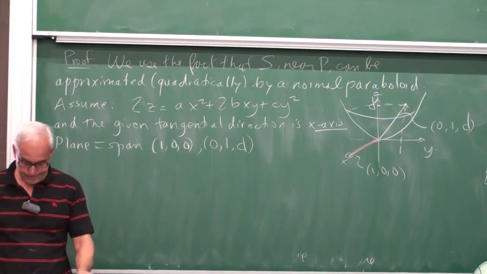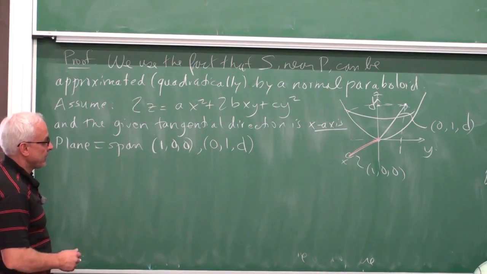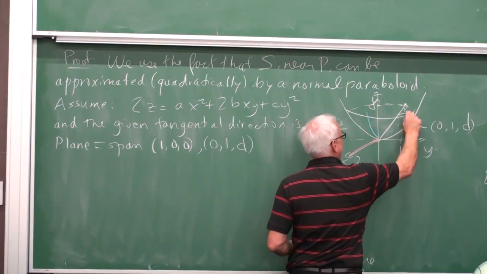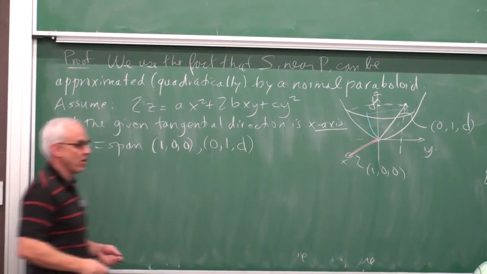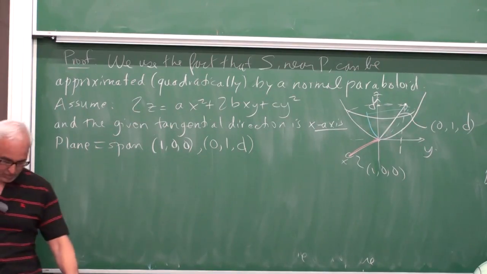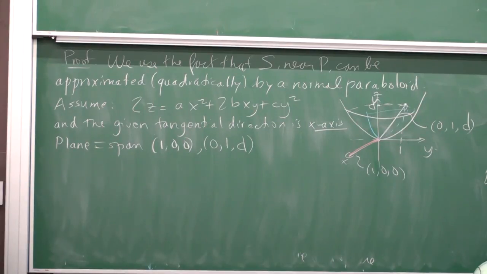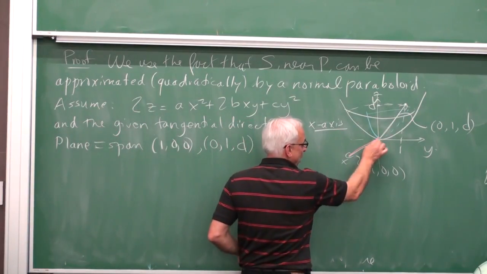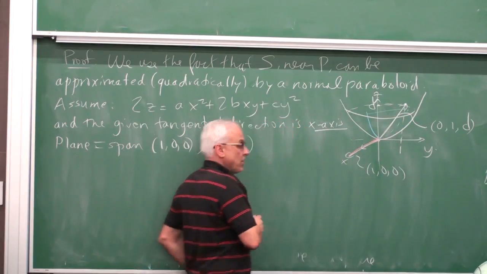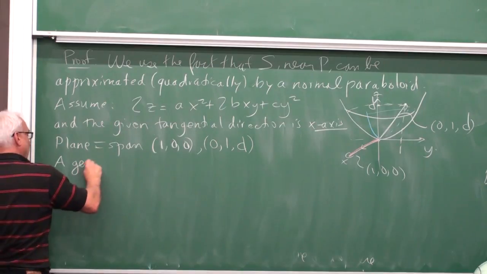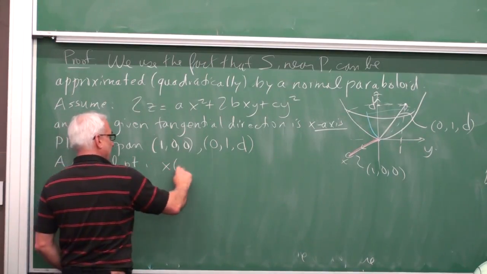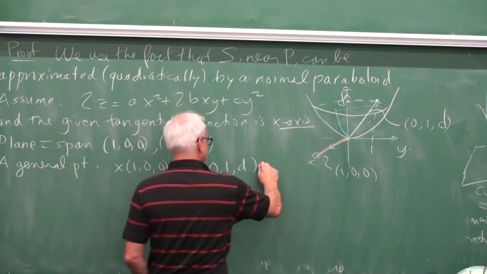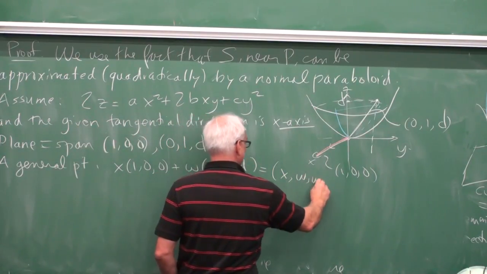That's going to intersect the paraboloid in a certain curve, the cross section. A little bit hard to visualize just on the blackboard without good graphics, but there it is. So how are we going to describe this curve? We'll think of it as having two components, one in this direction and one in this direction. A general point on this plane is of the form x times (1, 0, 0) plus, say, w times (0, 1, d), which is just (x, w, wd).